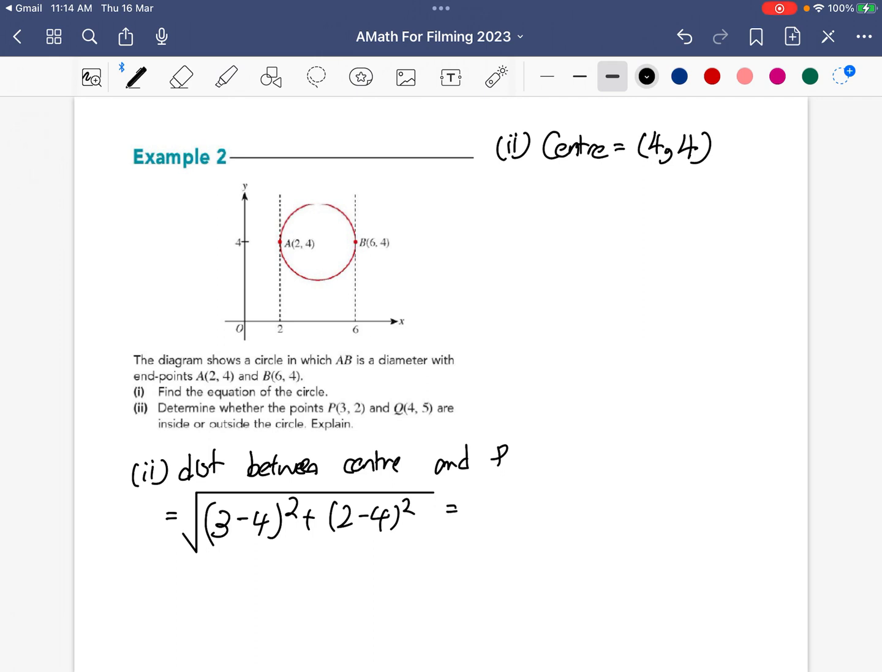And I find that this value is square root of 5. Square root of 5 actually is a value that is greater than 2. So if this is greater than 2, what this means is that this point lies outside of the circle. So hence P lies outside of circle.